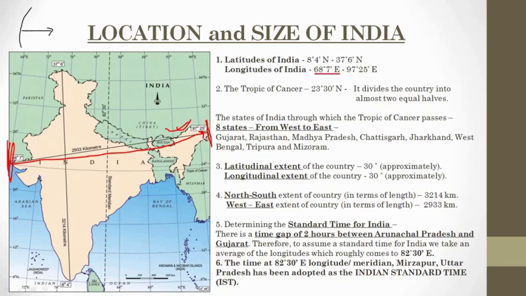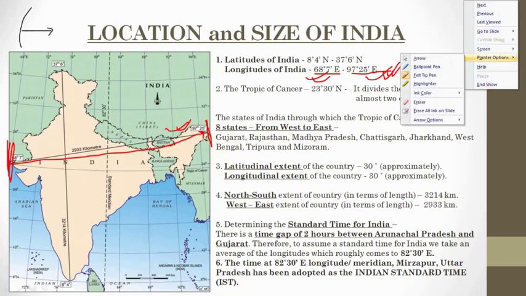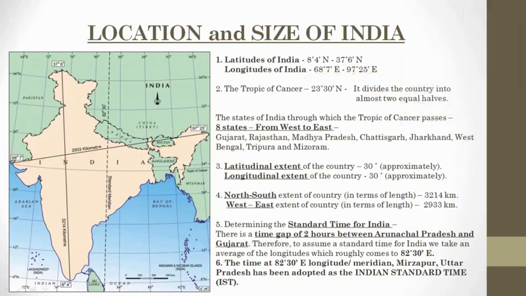East of what? East of which place? East of 0 degree longitude. Up to where? Up to 97 degrees 25 minutes east. So let us try to find out the states. If I ask you which state lies at 68 degrees 7 minutes east longitude or meridian, of course your answer has to be Gujarat. And if I ask which state lies at 97 degrees 25 minutes east longitude, of course your answer has to be Arunachal Pradesh. Am I clear? I hope this is making sense.